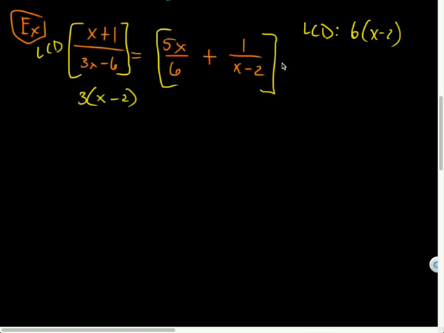over the LCD. This L is like an almost C, and this C is an almost L. That's weird. That's okay.